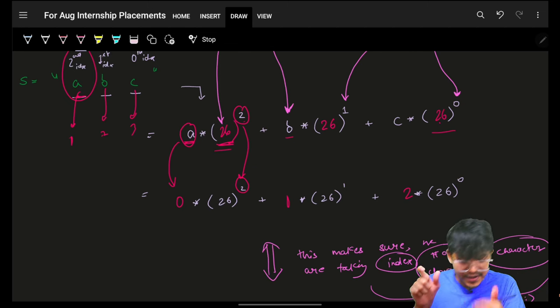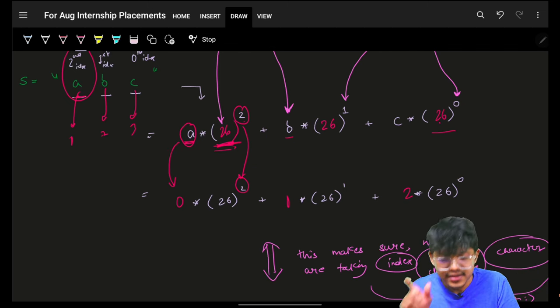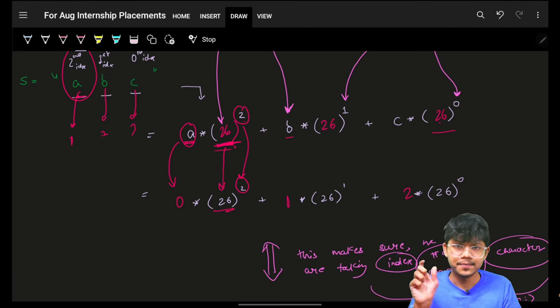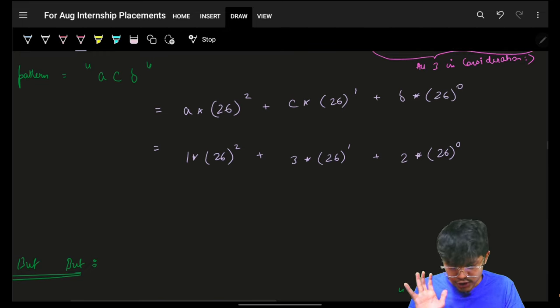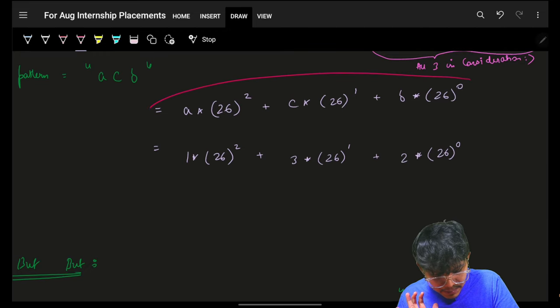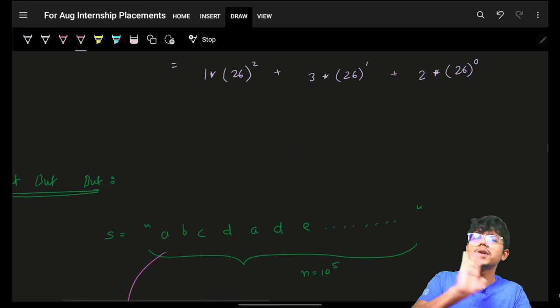So as to make this specific thing unique, I am having the maximum factor here, which is 26. So I need these three things to make my hash function very unique. So I figured out, okay, one thing, that I will make my hash function like this. That's gonna be super unique.